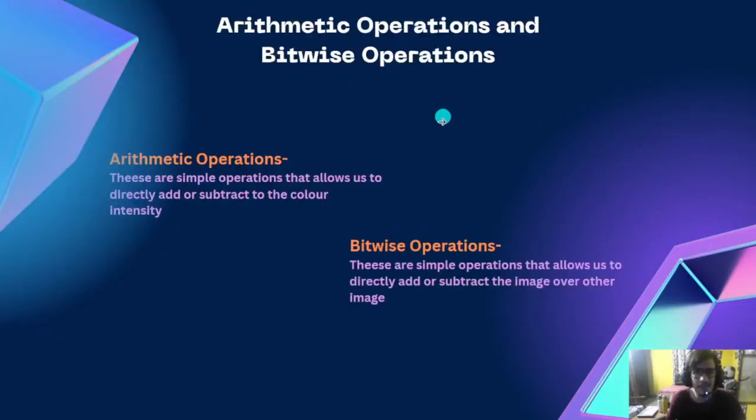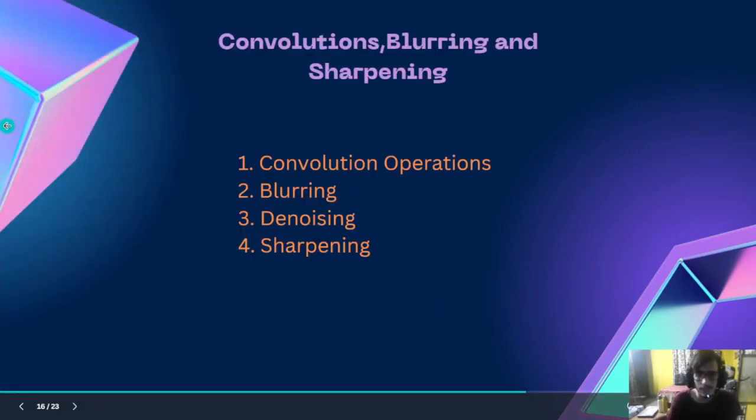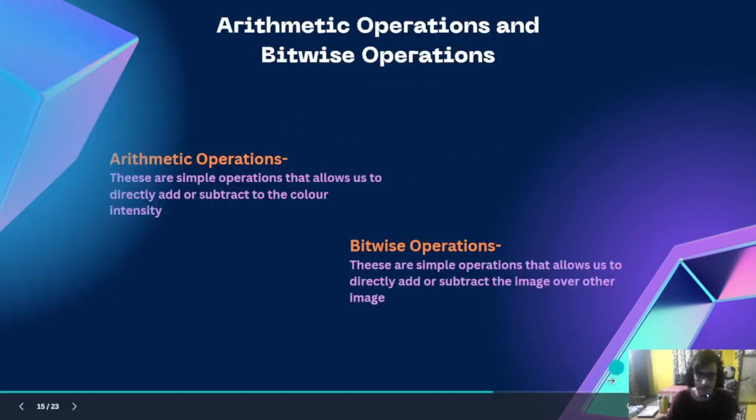Arithmetic and bitwise operators. So first of all, what are arithmetic operations? Arithmetic operations are simple operations that allow us to add or subtract color intensity, so the color will be greater or less, and in bitwise we just add one image on another image. I will show you in the coding so that you can understand well. Okay, so let's start.